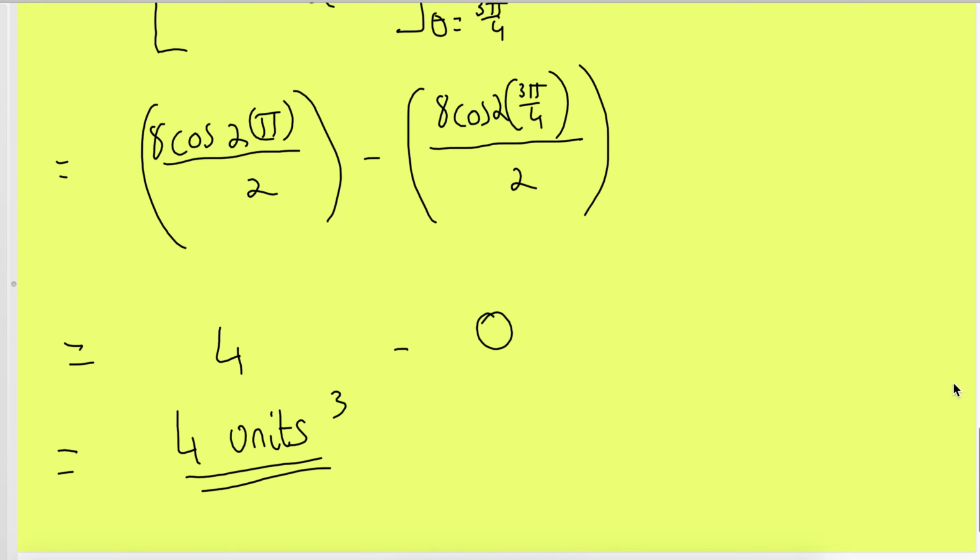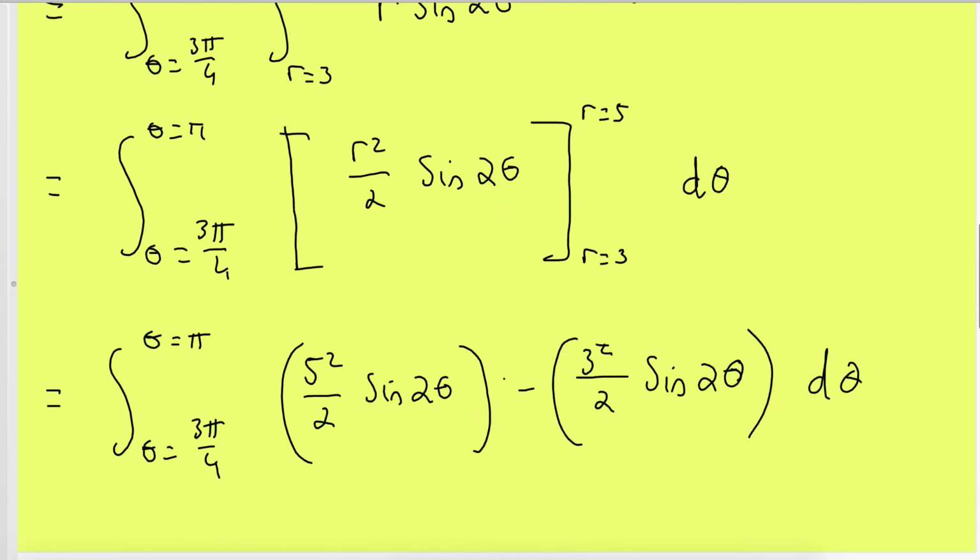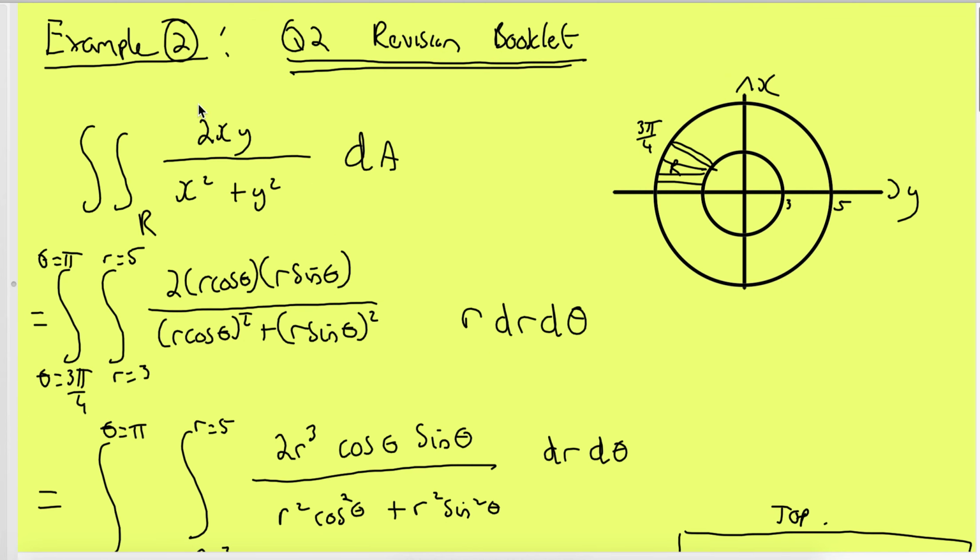So the volume between this function here and this part of the disk is 4 units cubed. Isn't that lovely?